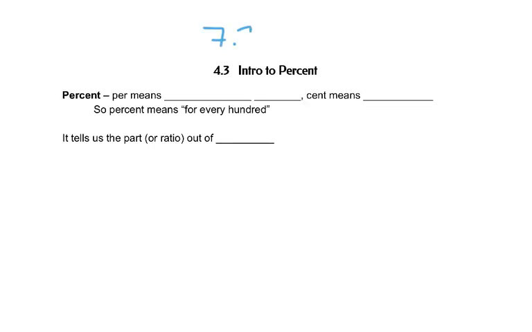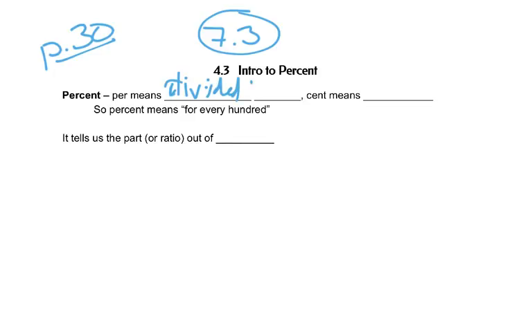So this is our 7.3 section. We're at the top of page 30 for our notes. And we'll look at percent in this section. We're going to skip through this fairly quickly because you've already done some work with percent in Foundations of Math.